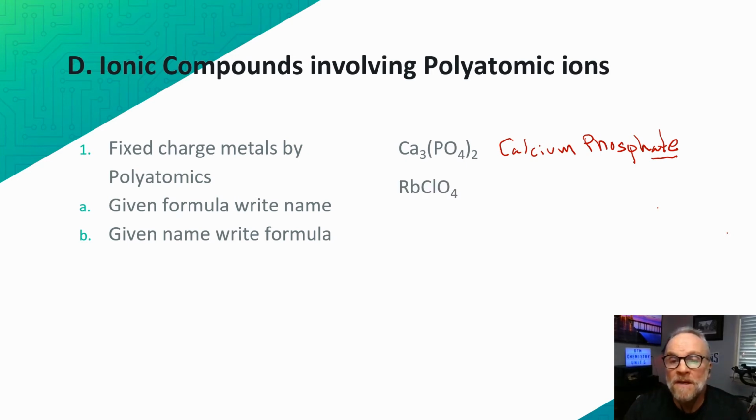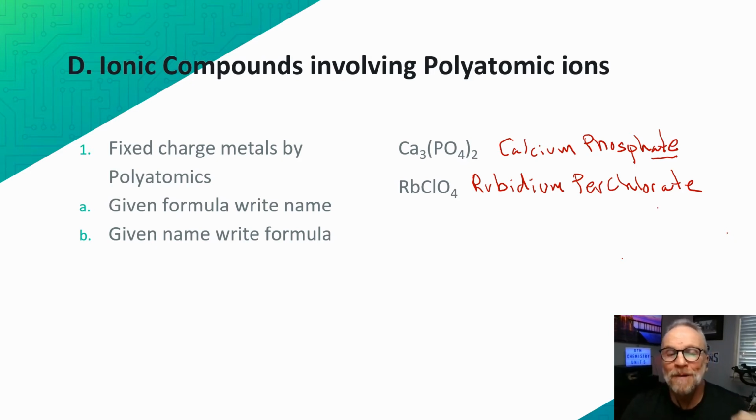All right, so this is rubidium, and this one is perchlorate. Okay. So this one's in a series of polyatomic ions. You got hypochlorite, which is ClO. You got chlorite, which is ClO2. You got chlorate, which is ClO3, and then you got perchlorate, that's ClO4. So hypochlorite, chlorite, chlorate, and perchlorate. We're going from ClO all the way down to ClO4.